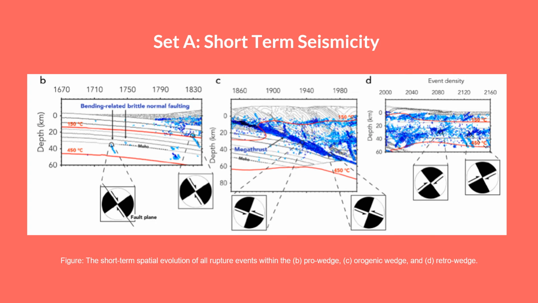This image basically shows the short-term seismicity events occurring in the pro wedge, the orogenic wedge, and the retro wedge. In the pro wedge part, normal faulting occurs and propagates to the lower continental plate. In the orogenic wedge, basically seismic energy is released in the megathrust part, and in the retro wedge part, seismic energy is released by reverse faulting, and this reverse faulting propagates from the deep crust up to the subsurface.